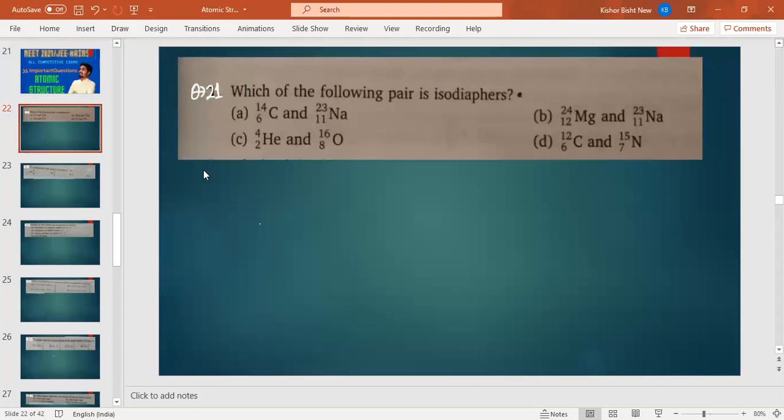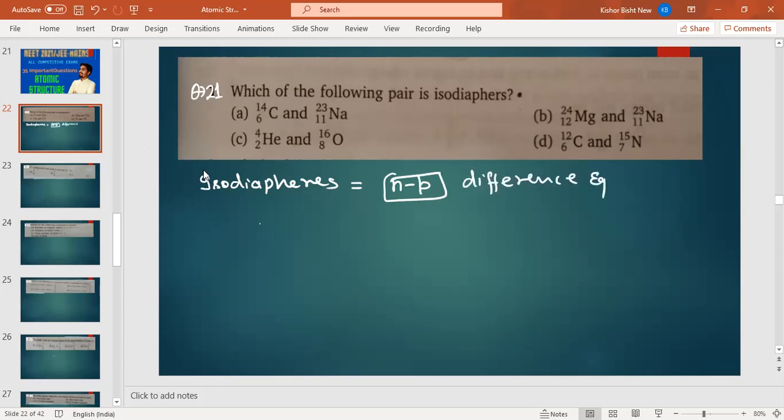The first question: which of the following pair is isodiphers? The first thing is, what is the meaning of the isodiphers? Isodiphers means if the difference between neutron and proton are equal. Two elements having neutron and proton difference equal, they are called isodiphers.